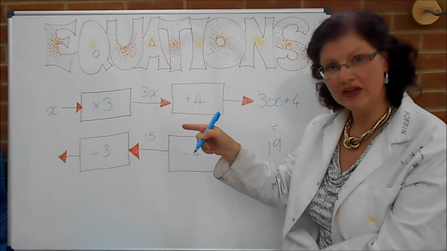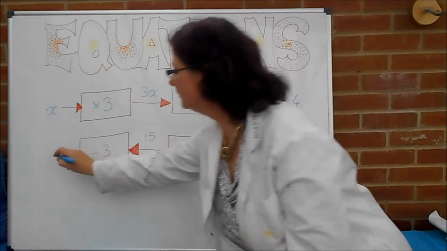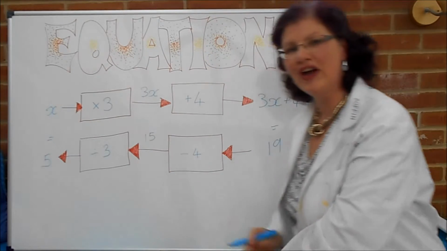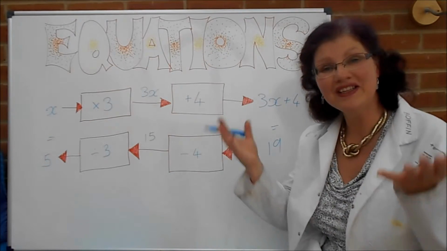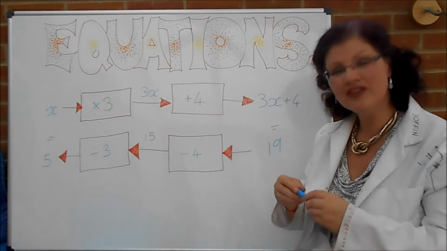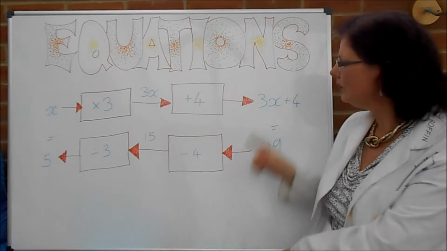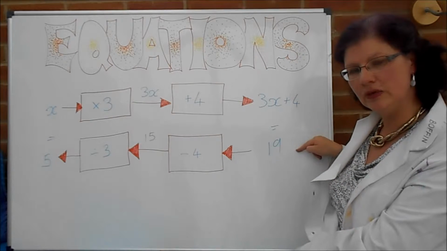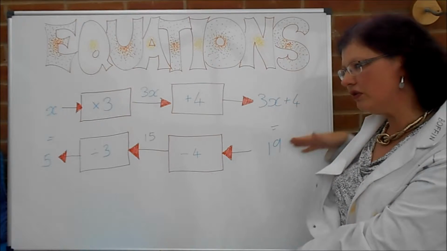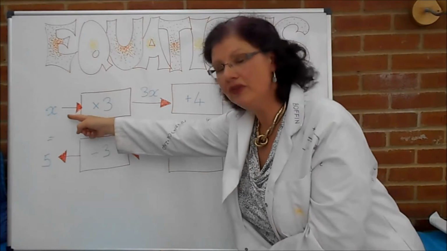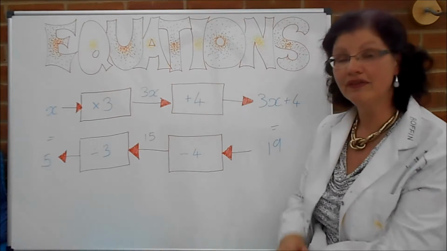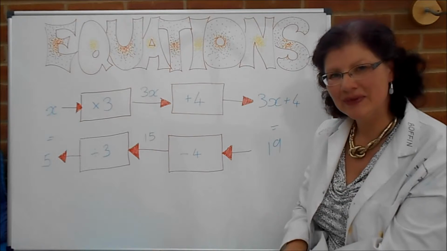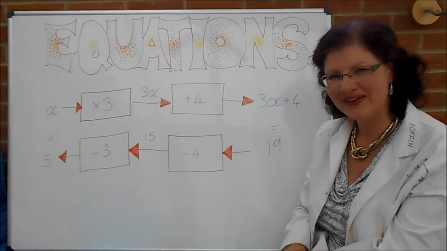15 divided by 3 is 5. X equals 5. And we know that's right because that's what we started with. So what this machine does is tell us that if you're given something like 3x plus 4 equals 19, you can put it through the machine backwards, and that tells you that x must have been 5, which is true. Okay, I'm going to wipe down this board and then we're going to come back and you'll have one to have a go at.